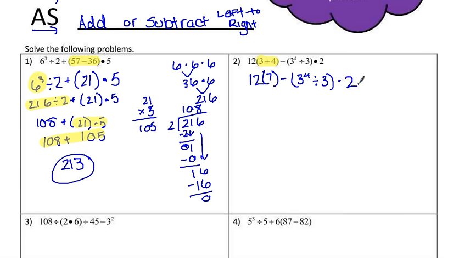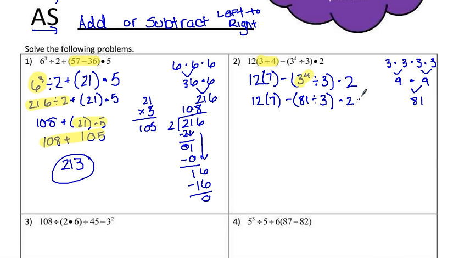Now, I do have more groupings. This is not my grouping though. I have this here. Now inside of this grouping I have an exponent and I have division. Which one am I going to do first? Well, according to the order of operations, I need to do the exponent first. So I now have 12 times 7 minus 3 to the 4th power is 3 times 3 times 3 times 3. This 3 times 3 is 9, and 9 times 9 is going to give you 81. So now I have parenthesis, don't forget it, 81 divided by 3 times 2.